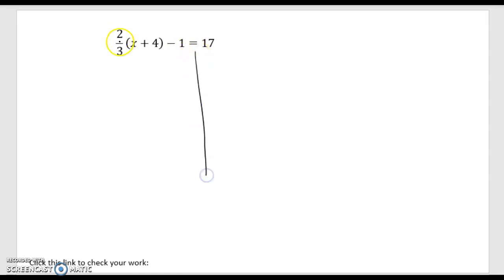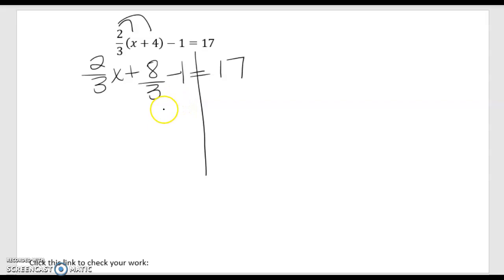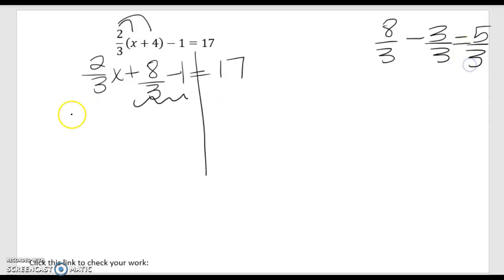For this problem, I see this parentheses. That's going to tell me I'm going to do distribution first. So I get a 2/3 x plus 2/3 times 4 gives me 8/3 minus 1 equals 17. Now, this 8/3 minus 1, that's really an 8/3 minus 3/3, which would give me a 5/3.